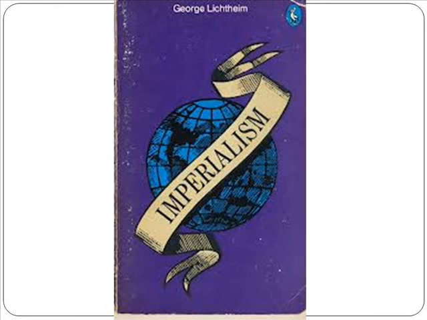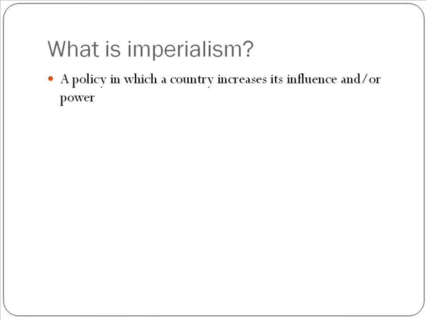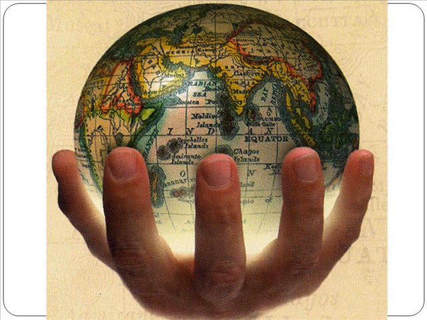So the first thing you're probably wondering is, well, what's imperialism? Well, imperialism is when a country increases their influence and their power in other countries in other parts of the world. So they really start to have more influence. So when the U.S. was colonized by Britain, that was imperialism. When the U.S. gets involved in other countries, that can be considered imperialism.